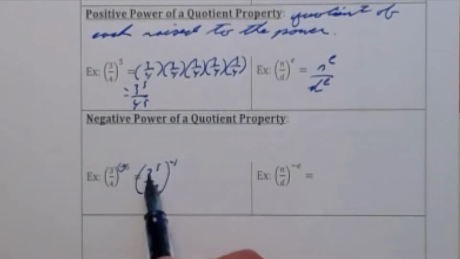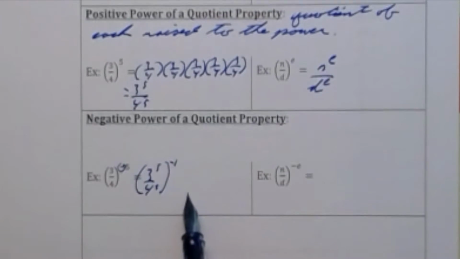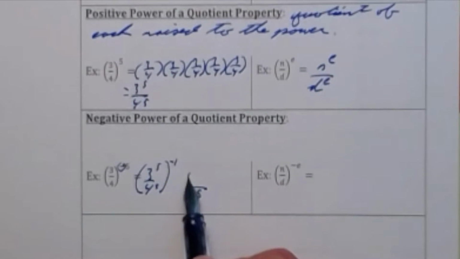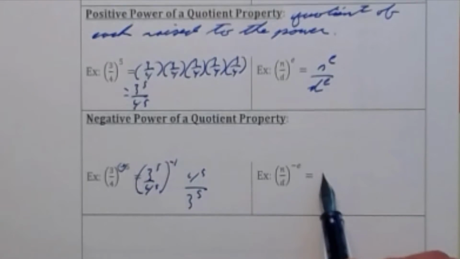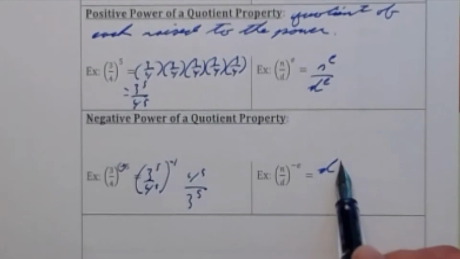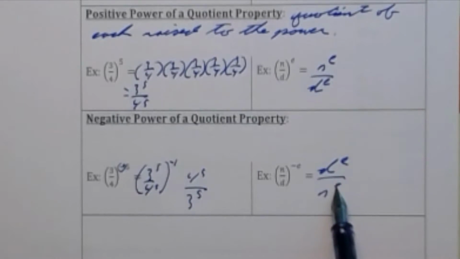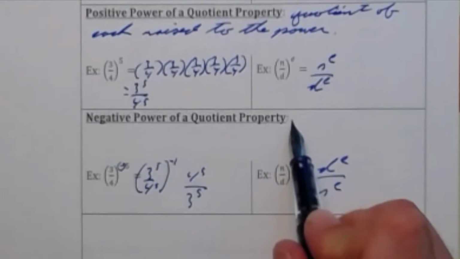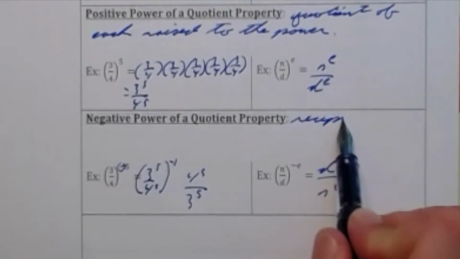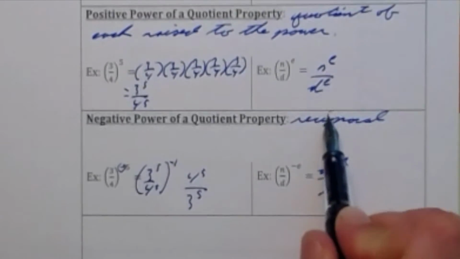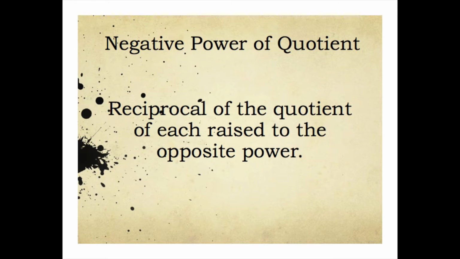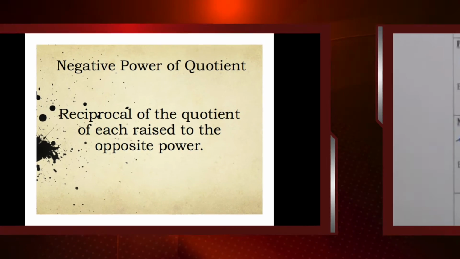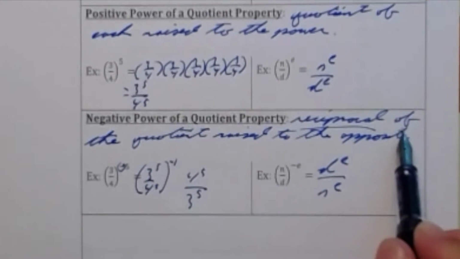Back when we were looking at the patterns of exponents, we saw that a negative caused a numerator to move to a denominator, but it also caused a denominator to move to the numerator. So our result is an inverse of the fraction raised to the opposite power. If we look at the letter example, n over d to the negative e power gives me d to the positive e over n to the positive e. So this shows us the negative power of quotient property, which is the reciprocal of the quotient raised to the opposite power.